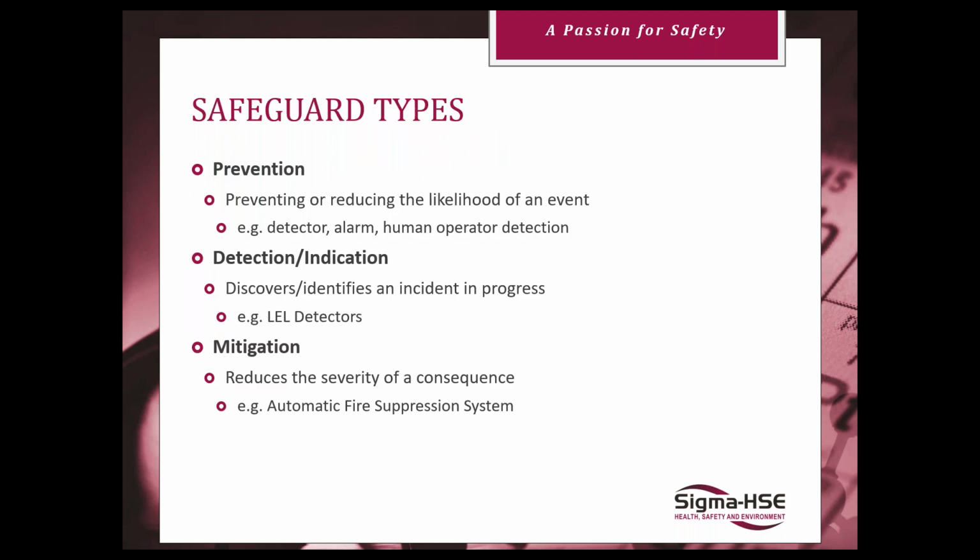All right. So safeguard types, there's 3 types of safeguards. Prevention being the most preferred. It prevents or reduces the likelihood of an event. That would be level controls. You've got a high level alarm on your storage tank. It goes off and it shuts off your incoming feed.